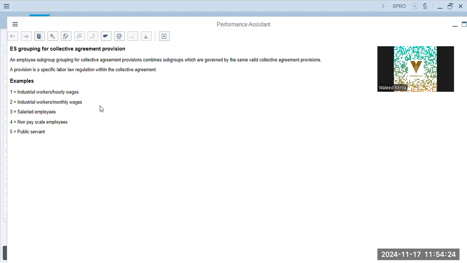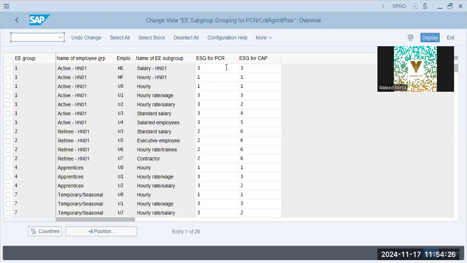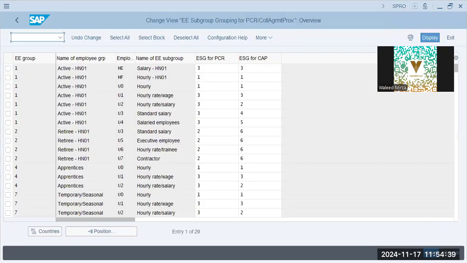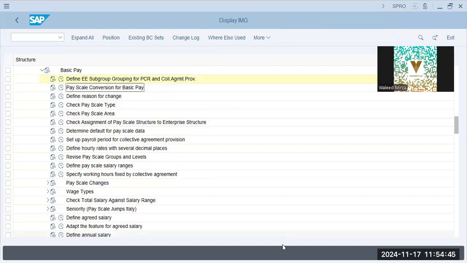One hourly, three salaried. Okay, three and one. One hourly and three salaried. Okay, 3131. Data is saved. Okay, next is pay scale type.